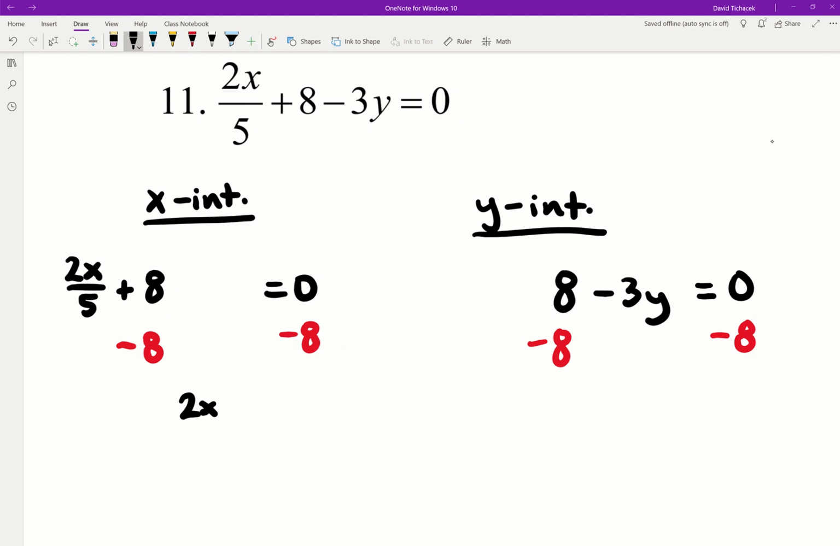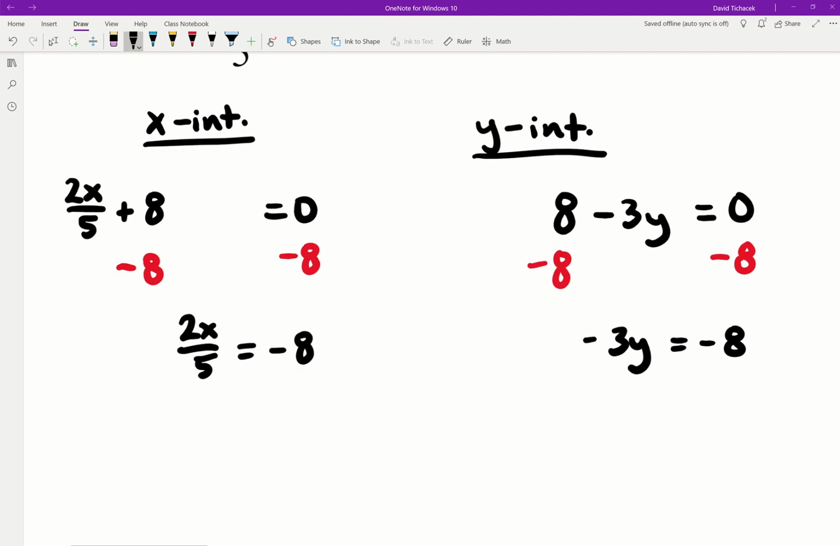So that's going to leave me with 2x over 5 is equal to negative 8 in that first equation. And then in the second equation, I end up with negative 3y is equal to negative 8. And then if I go through and solve these, a fancy trick that you could do on that one on the left is that since you just have 2 over 5, you can multiply everything by 5 over 2, and that would get the x by itself there. And so that would leave over on this other side negative 20 if you took 5 over 2 and multiplied times negative 8.